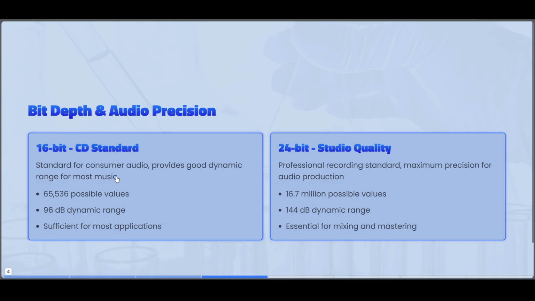Let's understand 24-bit audio. It's mostly studio quality and is used in professional recording standards. It gives maximum precision for audio production. It can save up to 16.7 million possible values. It has a 144 dB dynamic range and is essential for mixing and mastering. Usually in movies and similar productions, we use this 24-bit format.